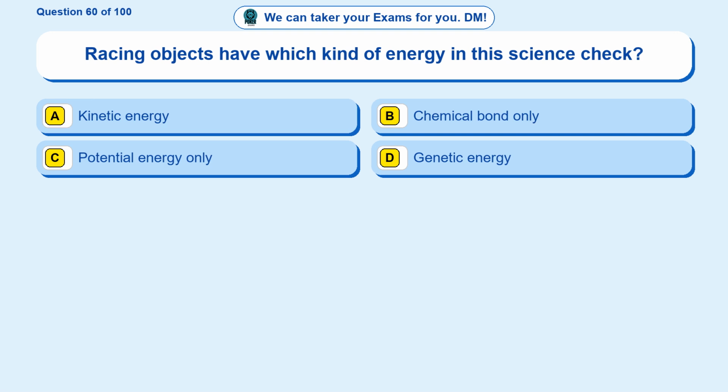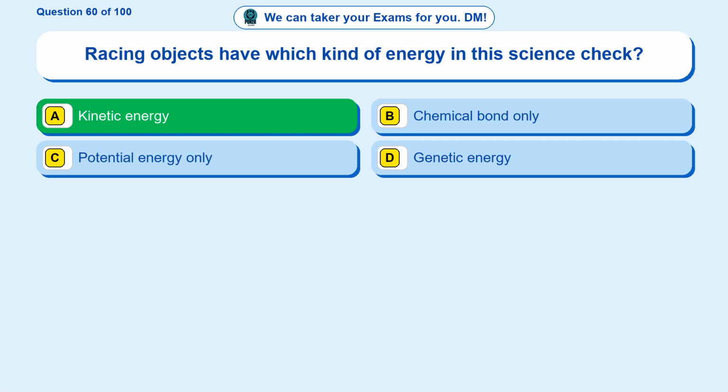Question 60. Racing objects have which kind of energy in this science check? Option A, kinetic energy. Option B, chemical bond only. Option C, potential energy only. Option D, genetic energy. The correct answer is option A.